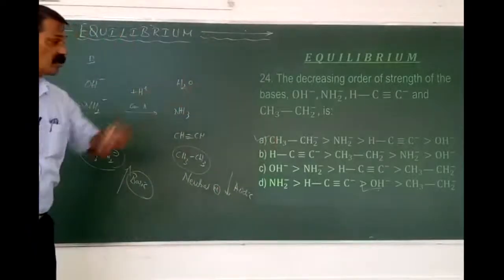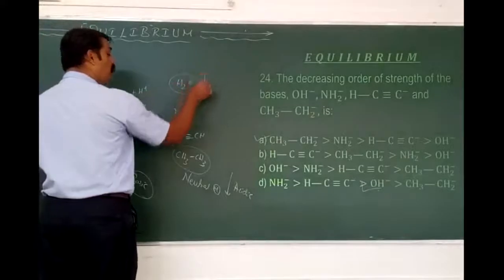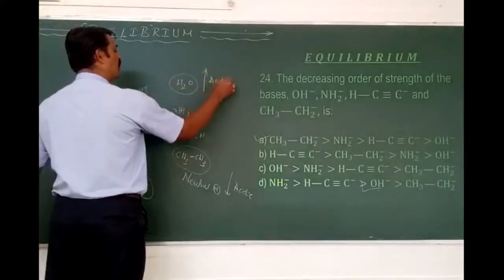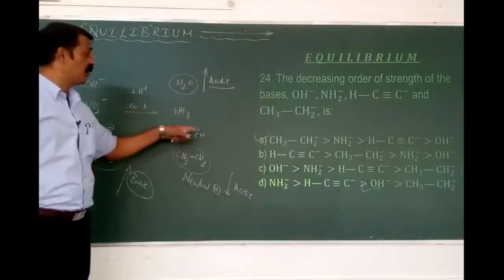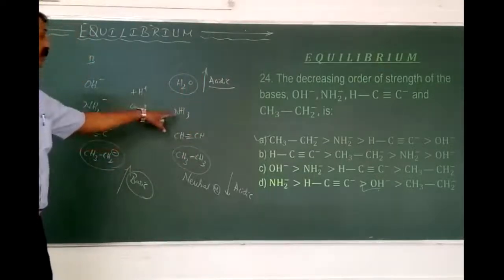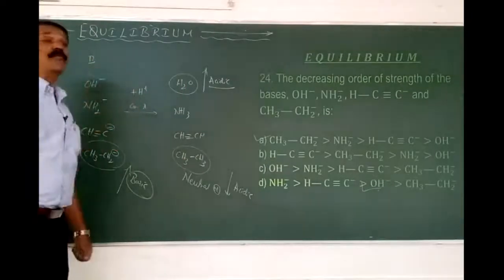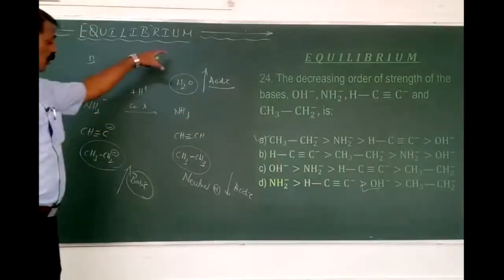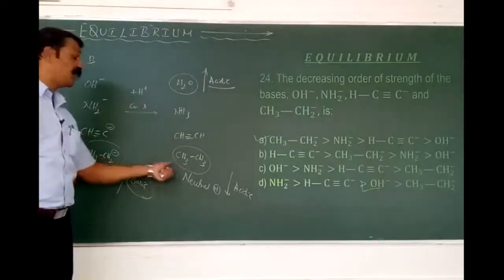So on that basis, what can we decide? H2O is considered to be more acidic. Water is going to be the most acidic. Then acetylene is going to be the next acidic, followed by the last one, NH3. Instead of going through all 4 options, you just have to know that the conjugate acid of CH3CH2 minus is ethane.